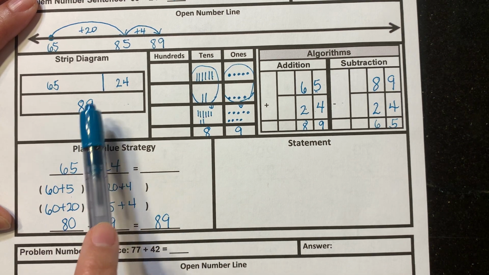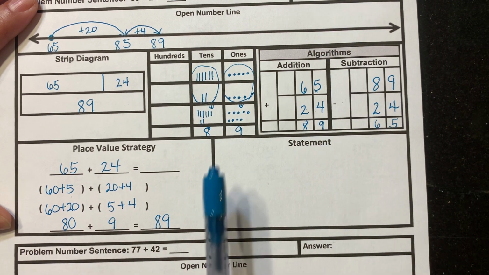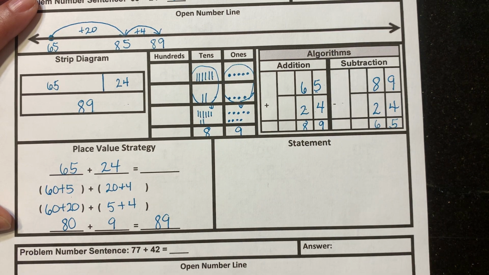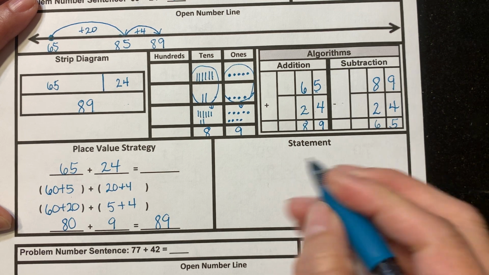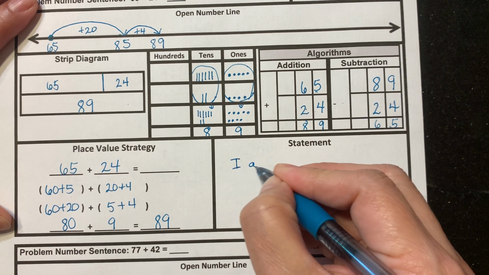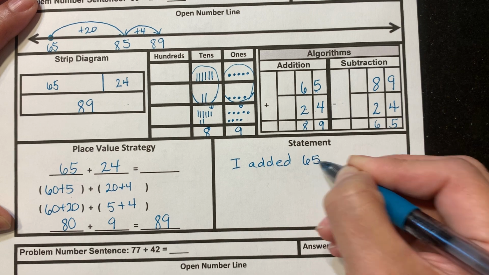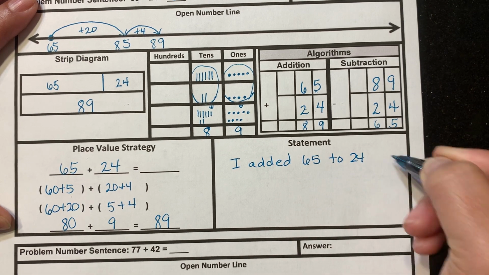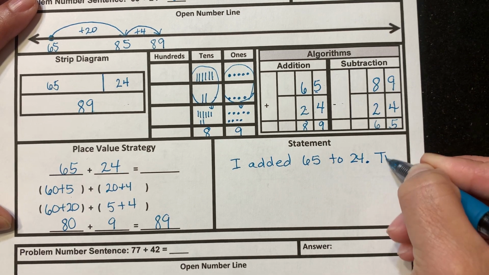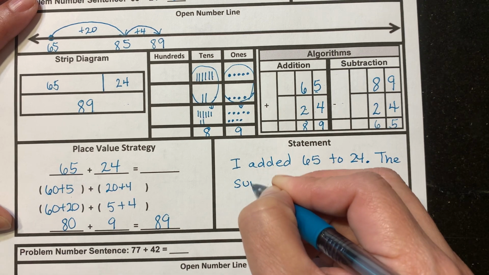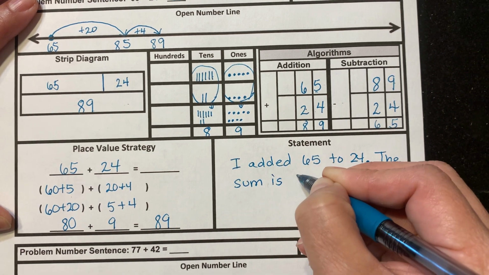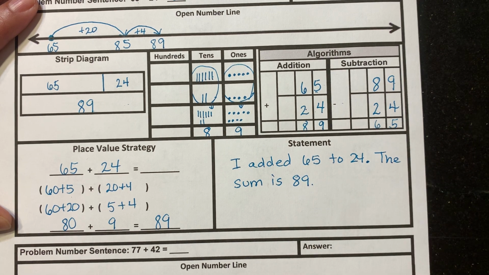So far, everything has turned out correct for me. All of them are giving me the 89. So my answer is absolutely right. So the last thing you do is you write down what you did. Well, I added 65 to 24. And the sum is 89. And that is how you do the multiple representations of addition. Thank you for listening.